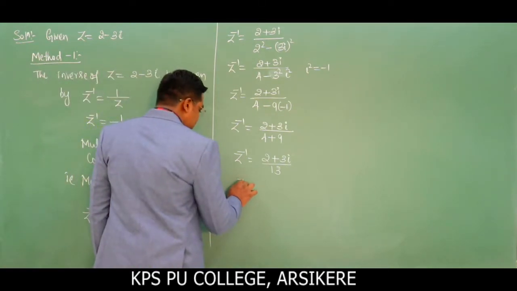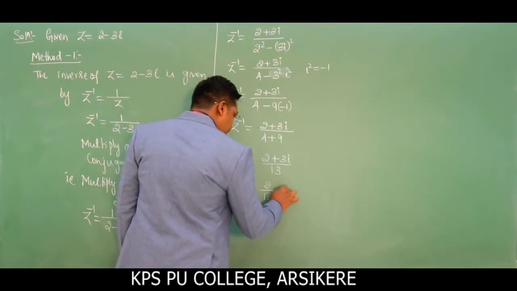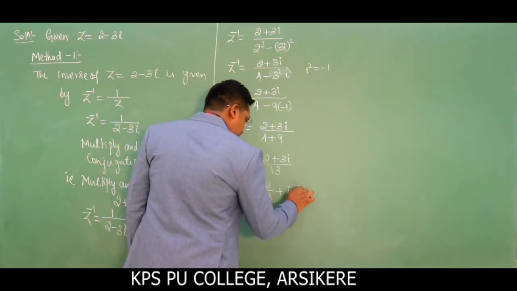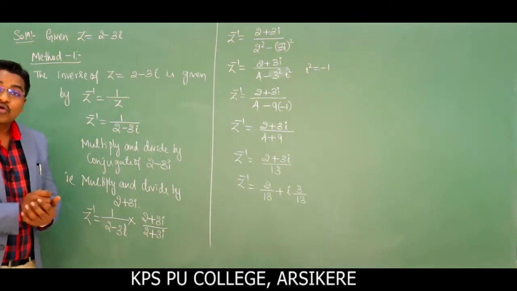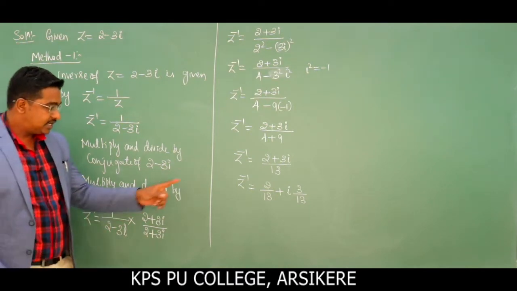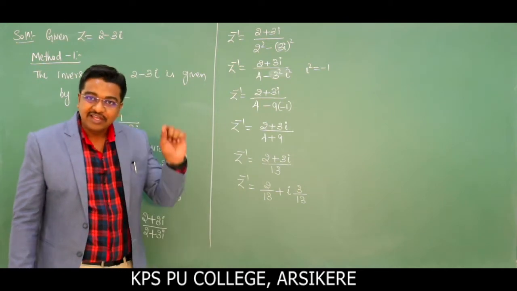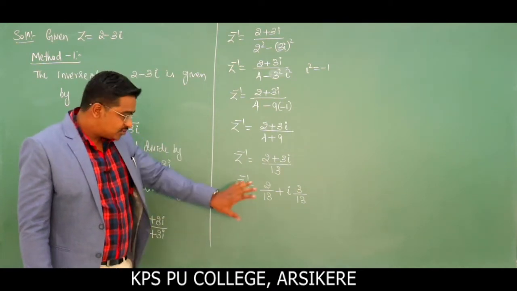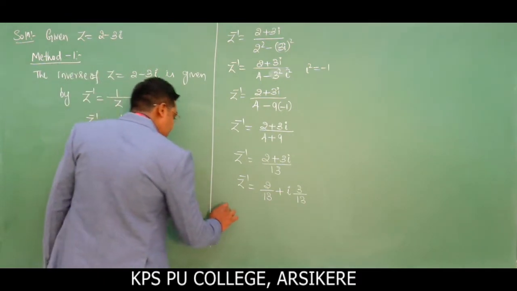Z inverse is equal to 2 by 13 plus i times 3 by 13. This is our required inverse of the complex number z. Z inverse is equal to 2 divided by 13 plus i times 3 divided by 13. So this is the required inverse of the given complex number.